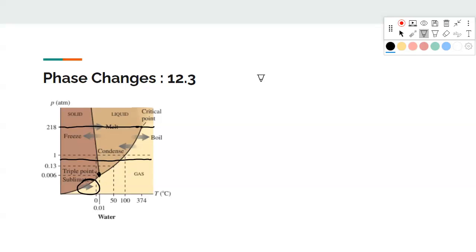But for some materials, notably carbon dioxide, sublimation occurs at room temperature. So if you get some dry ice, which is frozen carbon dioxide, the reason it's called dry ice is that it doesn't transition to a liquid. It sublimates directly into carbon dioxide gas.